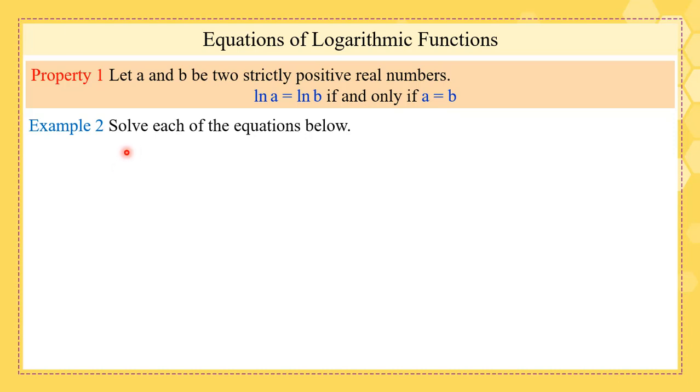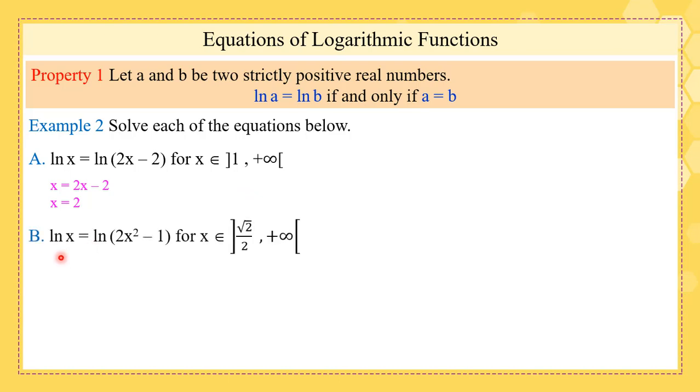Solve each of the equations below. Part A. Ln x equals ln of 2x minus 2 for x belongs to 1 to plus infinity. So applying property 1, you can eliminate ln from here, ln from there. We get x equals 2x minus 2. So x is 2. Now 2 is accepted because it belongs to the domain of definition.